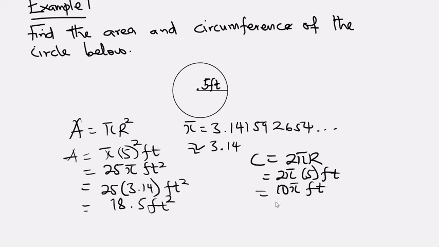The value of pi is 3.14. So you substitute 3.14 here, and you are going to get 10 times 3.14 feet. And 10 times 3.14 feet gives us 31.4 feet. So this is the circumference of this particular circle.